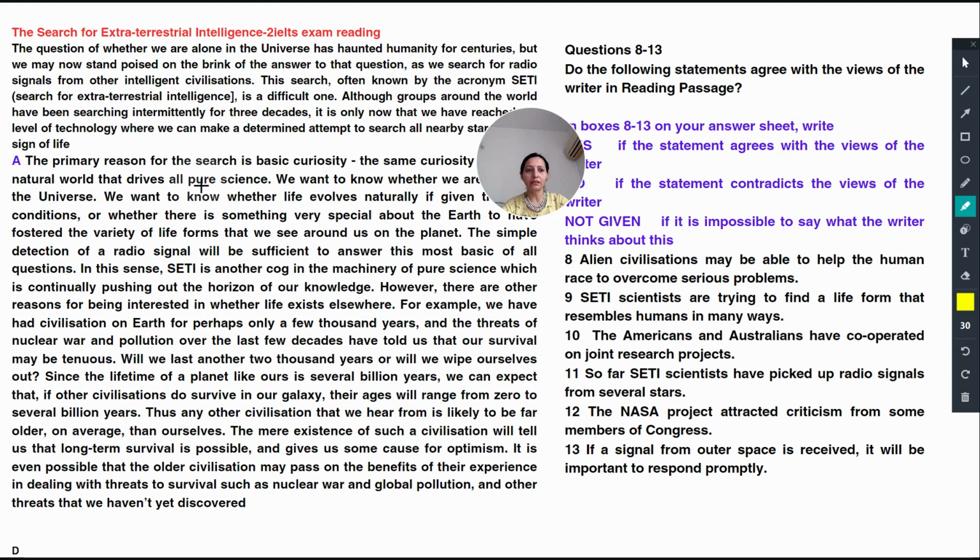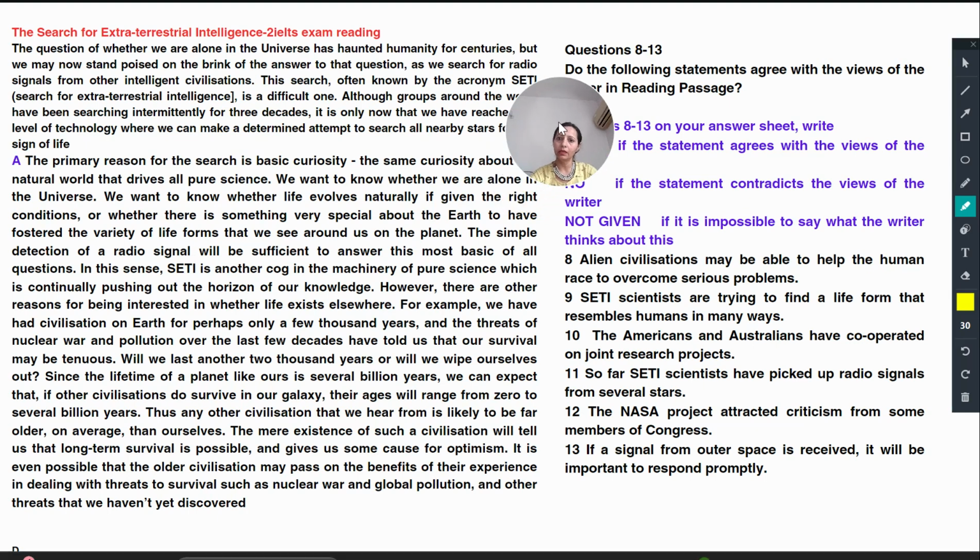You can see this reading, the search for extraterrestrial intelligence. For that reading, we have already done the list of headings and the short answer type questions. But the yes, no, not given questions were left. So let's do this type of question. They are almost the same as true, false, not given. You have to say yes when the statement agrees with the views of the writer.